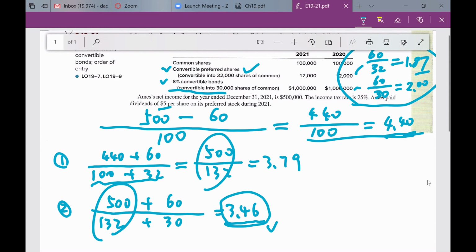Yes, go ahead. So can you also explain how you get 60 on the second one as well? 60, we talked about that already. 8%, right? Times 1 million equals what? 80, right? Then this is before tax, right? After tax, you times 75%. That's how we get 60. Oh, got it. Okay? Thank you.